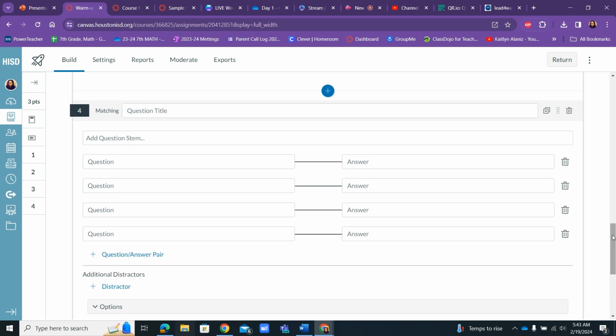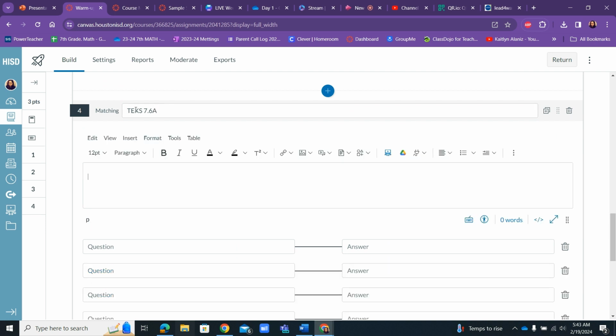Here for my question title, once again, this is where you can do the TEK. The students can't see these, only you can. So it's more helpful for you, especially when you're doing item bank questions, that you're able to see the TEK. That way you're not always having to think, oh, which TEK does this align with, and so forth, right? We all have lives. We all cannot remember every single question that aligns with every single TEK. Unless you've been in the game for that long, then props to you.